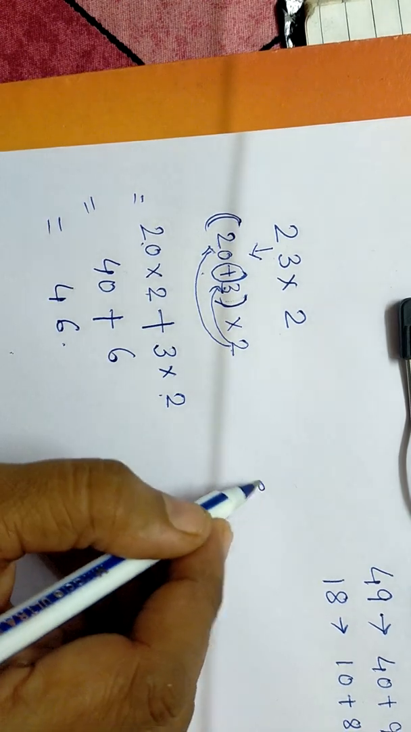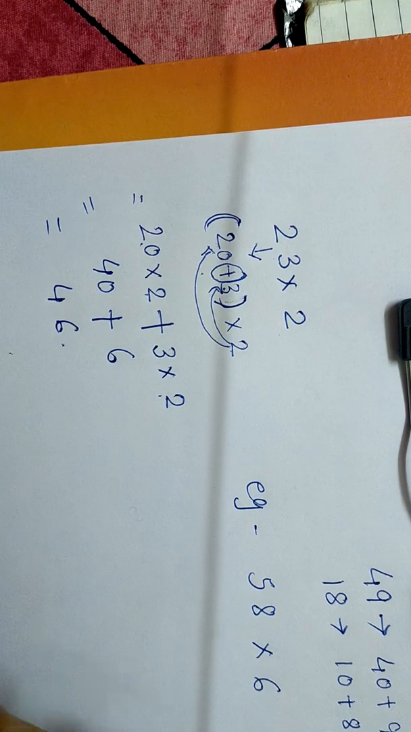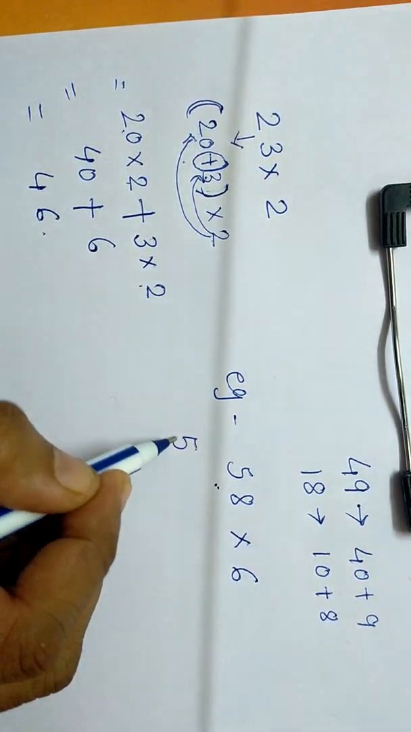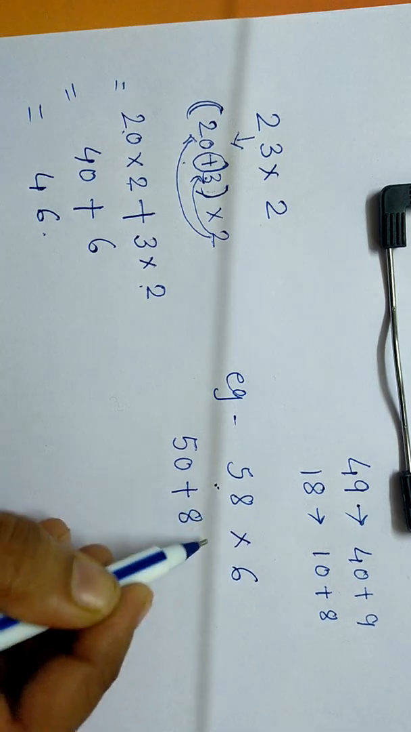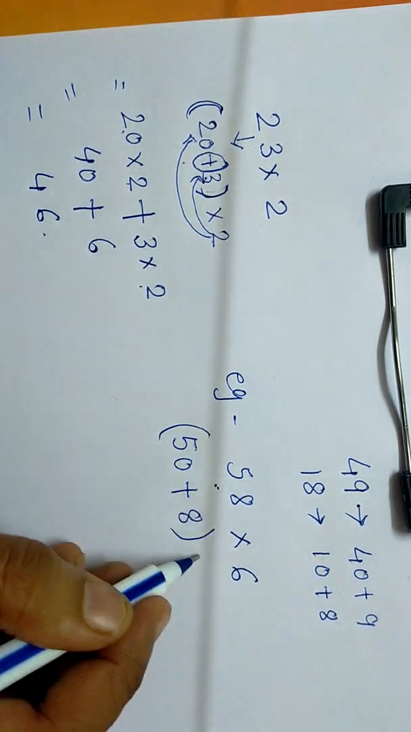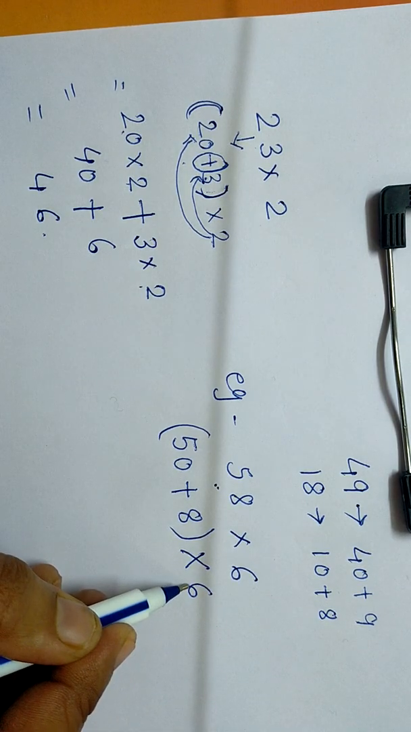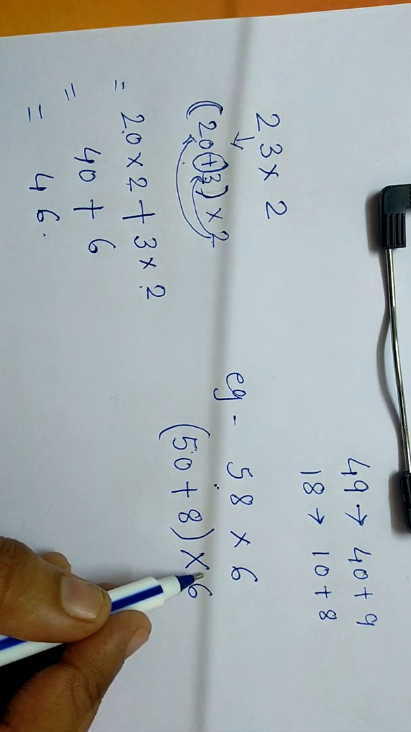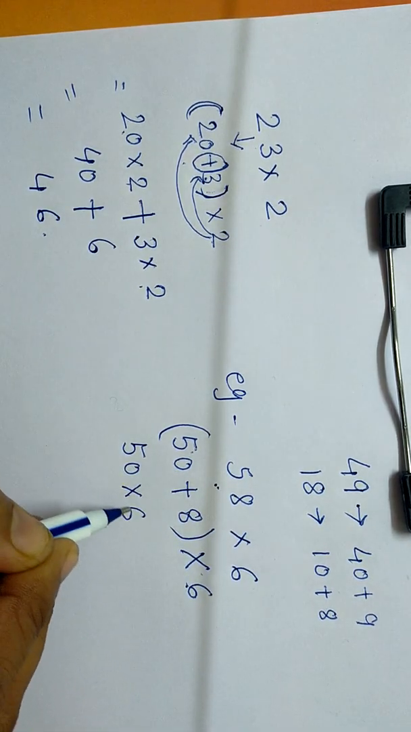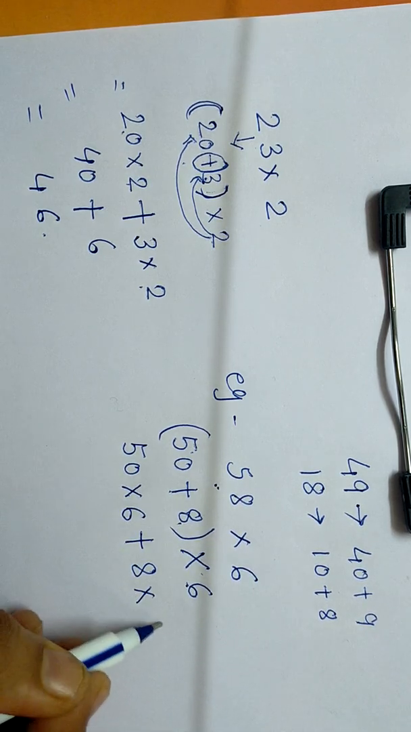Let's take another example. So 58 multiplied by 6. So first of all, this number we will break. How to break? So 50 plus 8. Make the bracket because they both are say 1 and multiplied by 6. Now what is meaning of multiplication with the 6? यानी ये इससे भी multiplied हो रहा है और ये इससे भी multiplied हो रहा है. So 50 multiplied by 6, this plus will come. Then whose turn? 8 multiplied by 6.